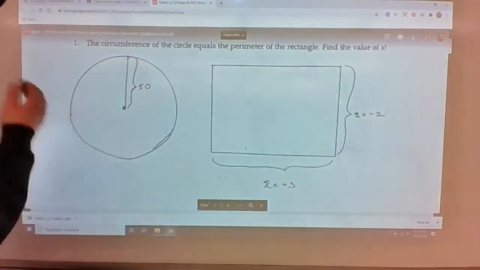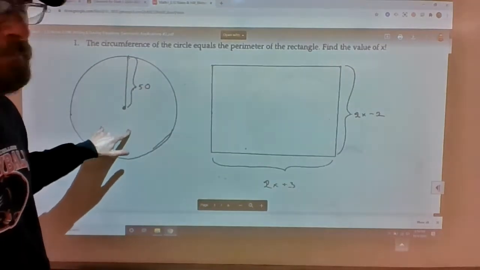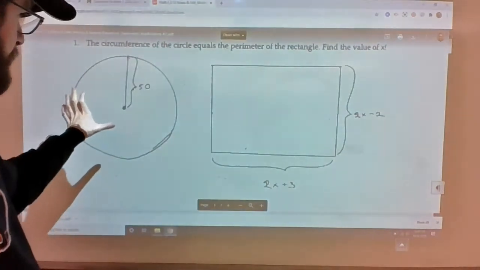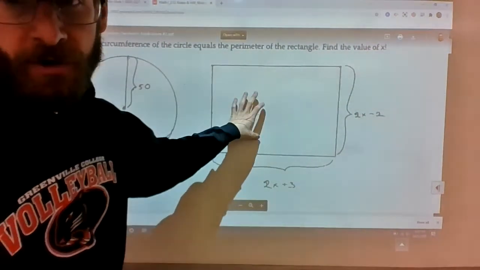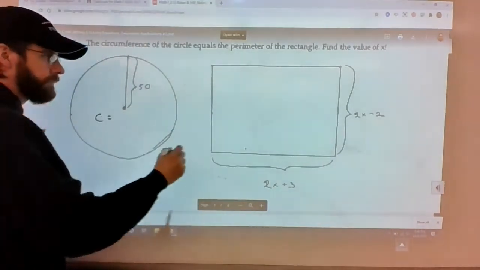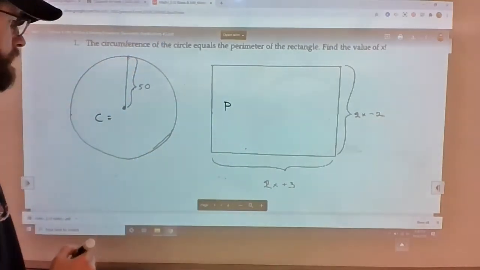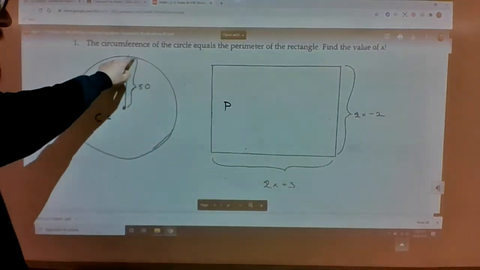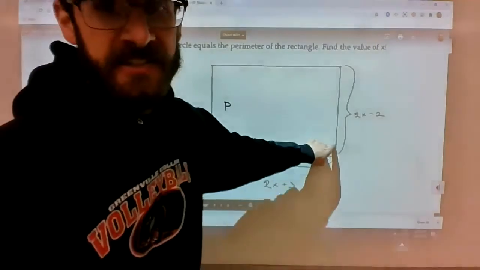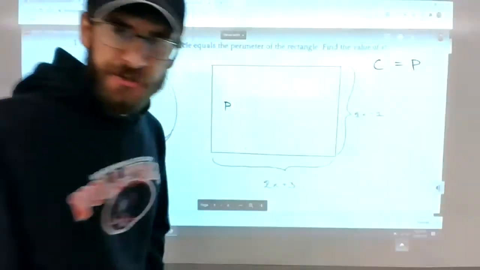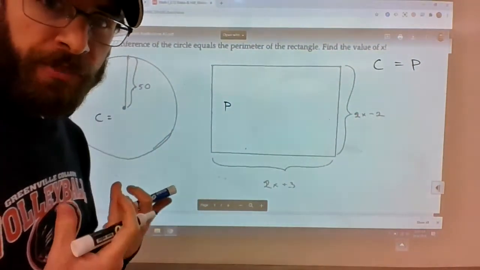The first one says the circumference of this circle is equal to the perimeter of this rectangle. So it's kind of like saying, if I were to find the distance here, that distance should equal this distance there. So what we're essentially doing is setting the circumference of that circle equal to the perimeter of that rectangle. Let's figure out what the formulas are for those two.